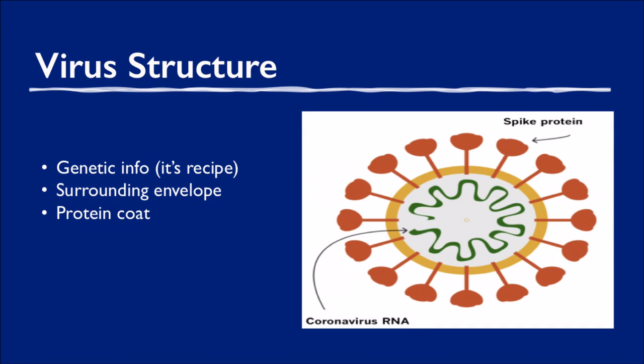Since the virus can't replicate on its own, think of it like it doesn't have its own kitchen or groceries or stove to make a recipe. It's got to unlock the door to our house, use our groceries, our blender, our stove to make more of itself. So these spike proteins, as I said earlier, are what unlocks the door.